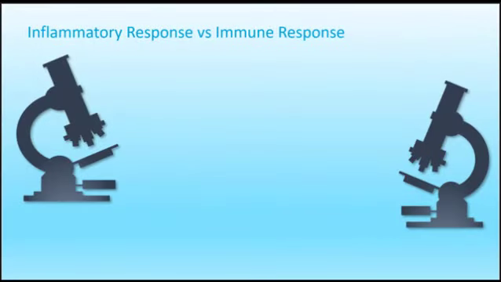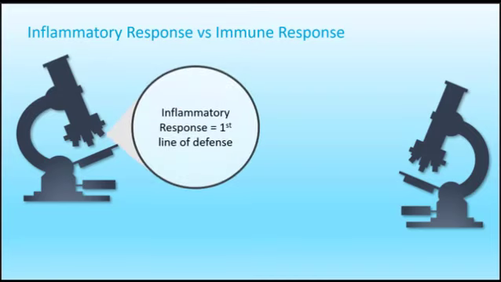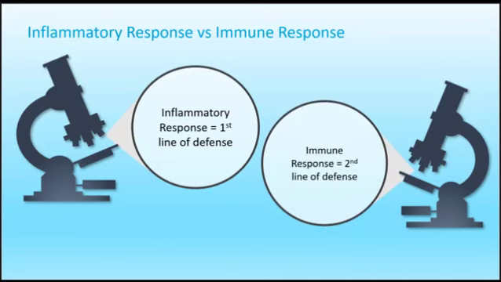In Chapter 2, we discussed the inflammatory response, which is our body's first line of defense against a pathogen. And our immune system is our second line of defense. The inflammatory response occurs when tissues are injured, like with bacteria or trauma or toxins or heat. And the immune response protects the body from harmful substances by recognizing and responding to antigens, which are present on the surface of that foreign substance.